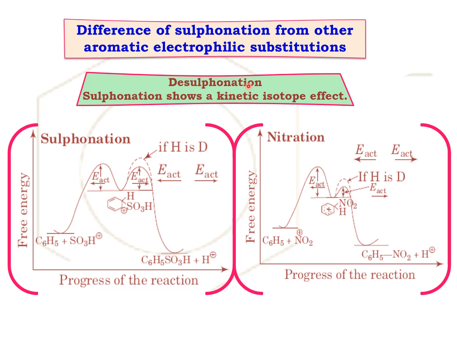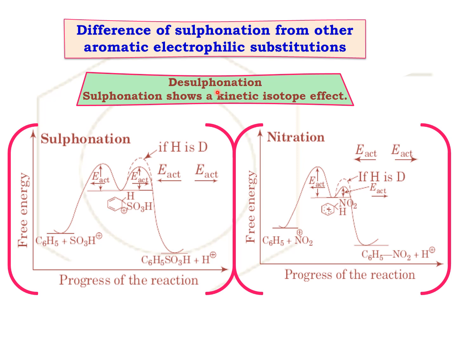Benzene on reaction with concentrated sulfuric acid provides benzene sulfonic acid. This benzene sulfonic acid with dilute sulfuric acid gets back to its reactant benzene. So the sulfonation was found to be reversible. This is the only case found to be reversible in aromatic electrophilic substitution reactions, but not the other reactions.